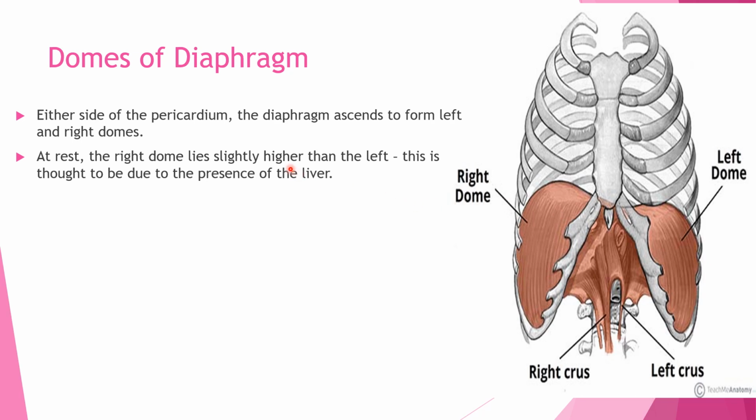At rest, the right dome is slightly higher than the left one. See, this is the level. Why is the right dome a little higher? Because the liver lies underneath the right dome of the diaphragm.